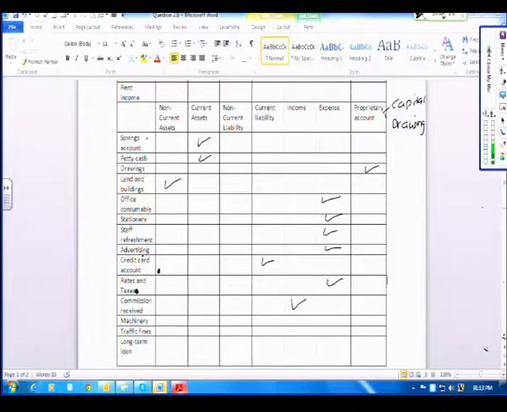And then we come to machinery. You need machinery to produce goods. So that will be your non-current asset, because if we buy a huge machinery, we're going to use it over a period greater than 1 year. So this will come under our non-current assets.